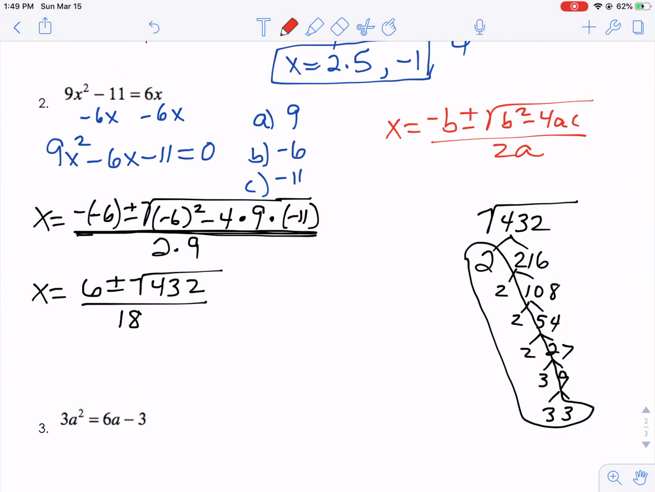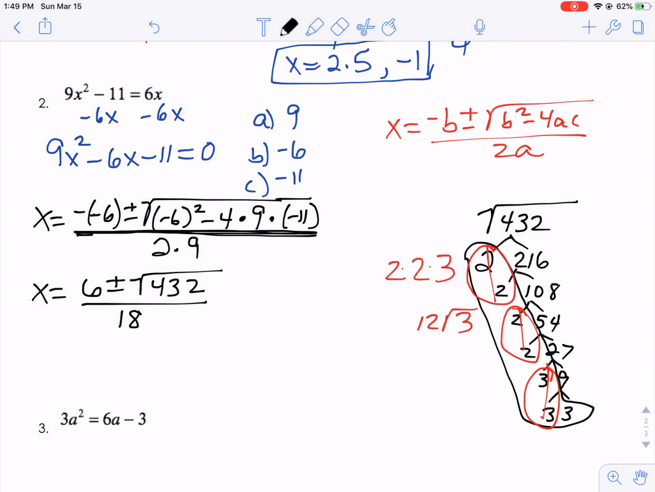Okay, I want groups of 2. So here's a pair of 2s, here's another pair of 2s, here's a pair of 3s. For every group of 2, 1 comes out. So I get a 2 from the first group, a 2 from the second group, a 3 from the third group. They all get multiplied. So 2 times 2 times 3 is 12. So this gives me 12, and I still have a 3 under the radical.